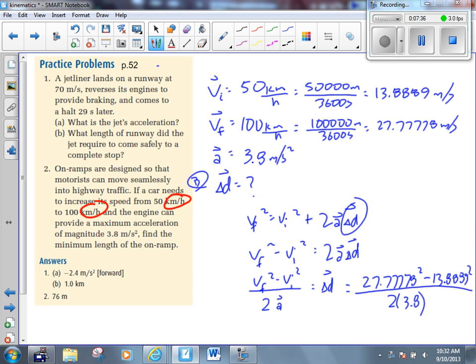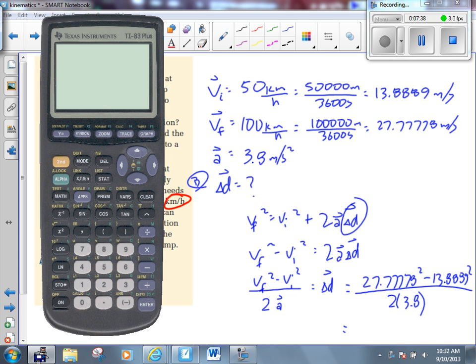All right, when we do that math, let's do it on our calculator here just so that we can make sure that we can all do it here. Let's say 27.7778. Let's square that. Let's subtract 13.88889. Square that. Let's press equals now. Let's get a number on the top. And then let's divide that by, see some brackets on the bottom, 2 times 3.8. We end up getting 76 meters.